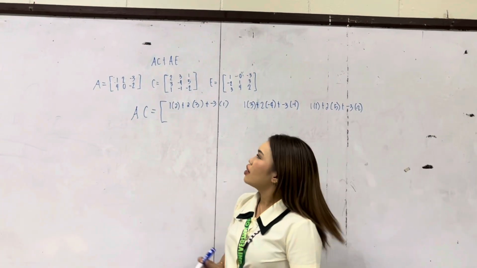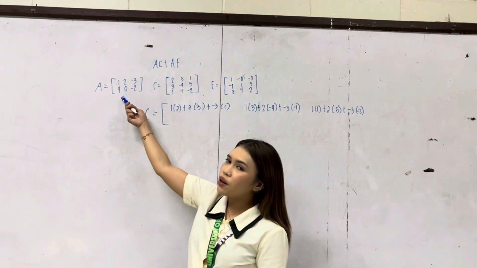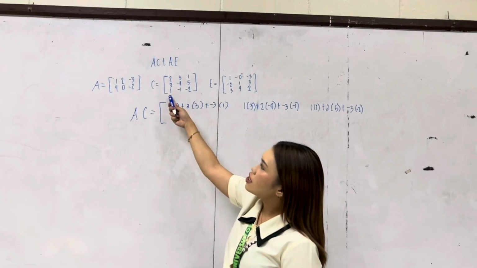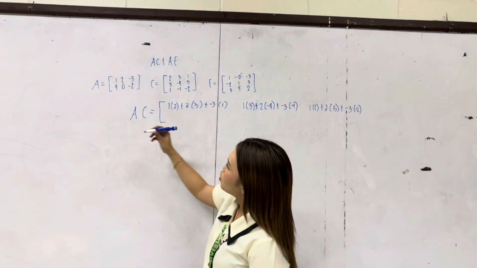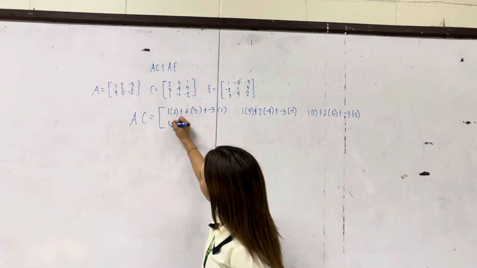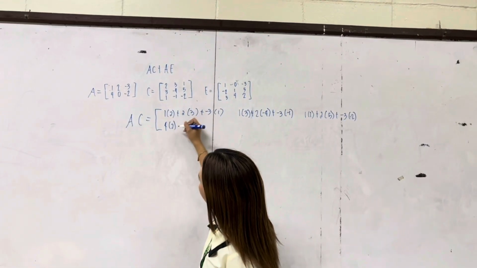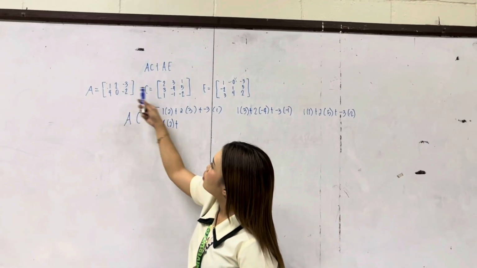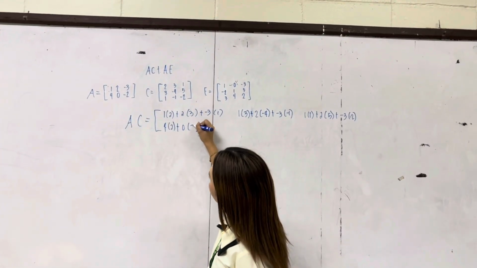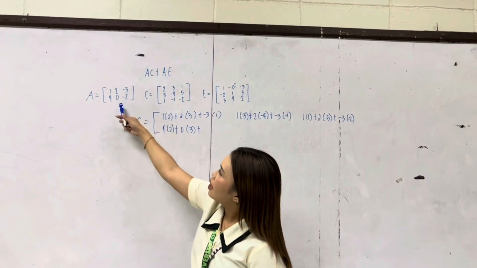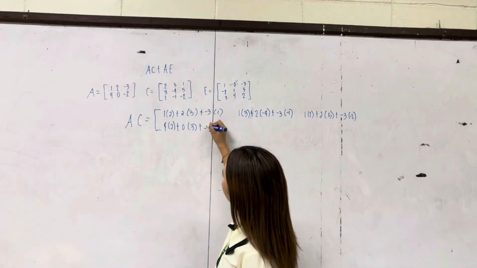Next step is the second row of A to the first column of C. So we have 4 times 2 plus 0 times 3 plus negative 2 times 1.